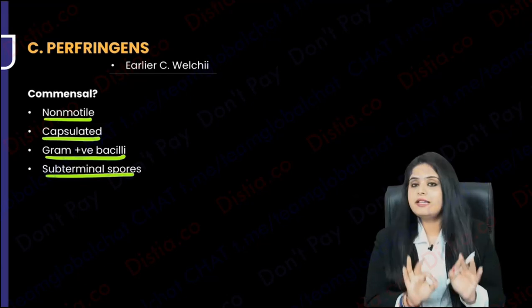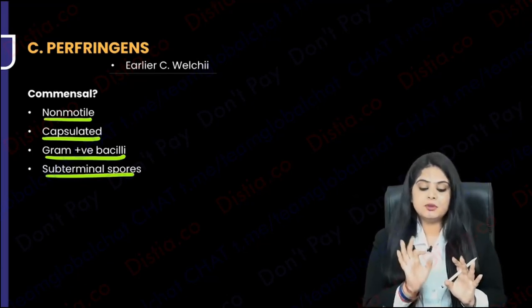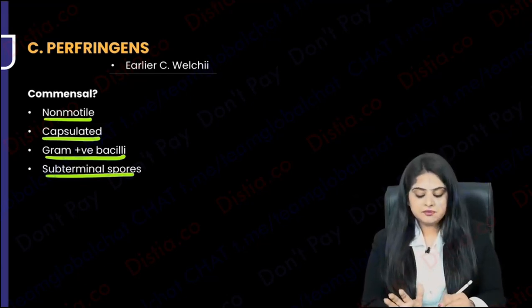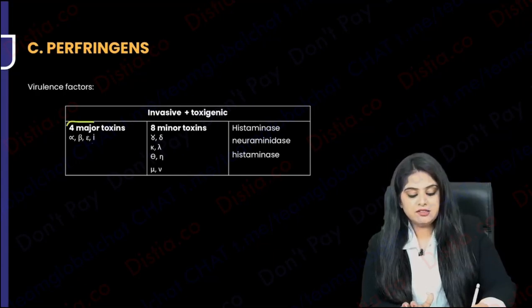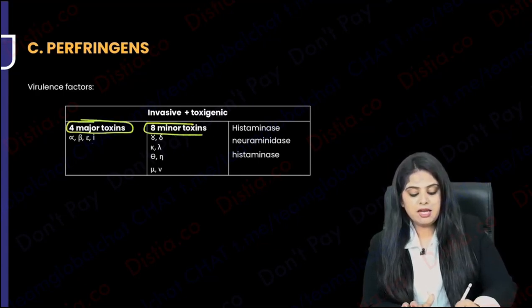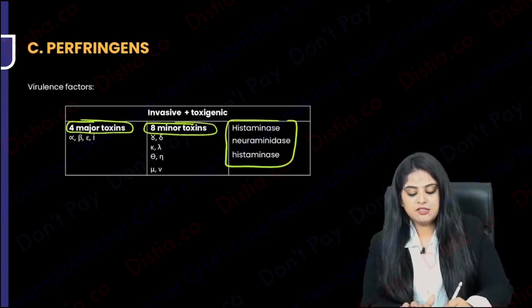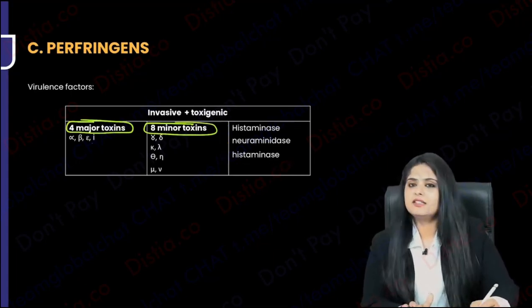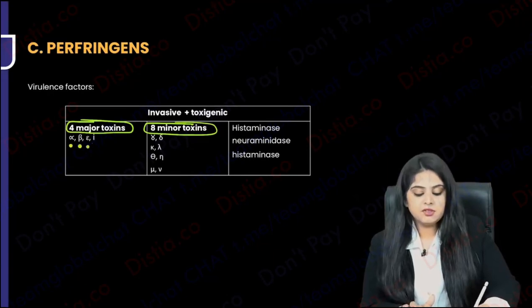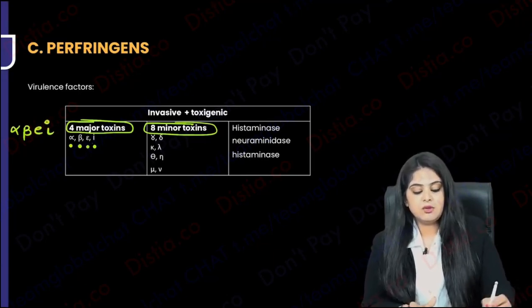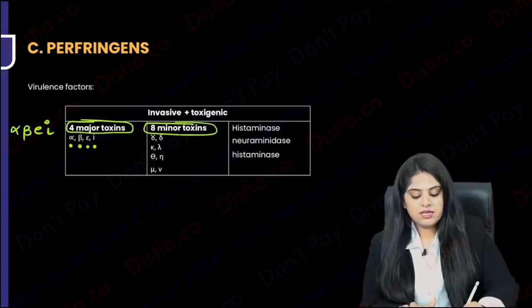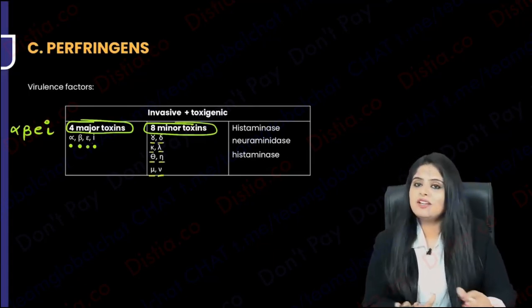So now let's know the basics. This is that gas gangrene story that I'm starting with. Perfringens causes gas gangrene. So here we have the virulence factors. There are lots of virulence factors. Some of them are major, some of them are minor, some of them are just enzymes. So repeating, remember the major ones: alpha, beta, epsilon, iota. These are going to be the major ones. And after that, all the alphabets that you know: gamma, delta, kappa, lambda, theta, eta, mu, nu, whatever ones you know.